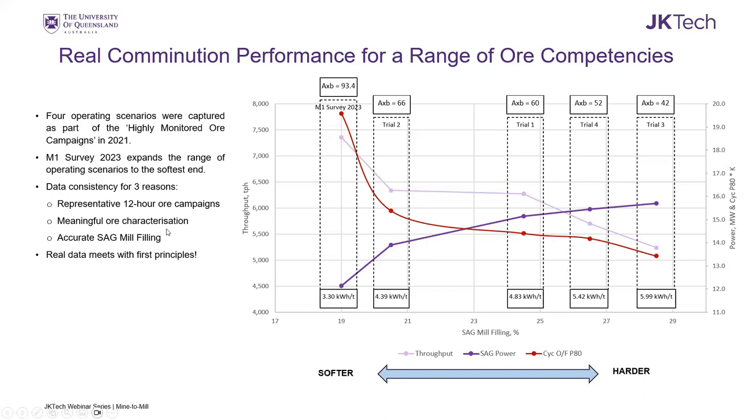Meaningful ore characterization, HSV, and then accurate SAG mill filling. So this is where real data meets first principles. And having much better data quality really helps to put together all the various pieces and get this picture. Pretty much all the resources, all the block model, is summarized here for a range of ore hardnesses. It is up to the site to keep investing in characterization to see where they sit in this matrix. And hence, this is obviously the basis for a throughput model for this site.